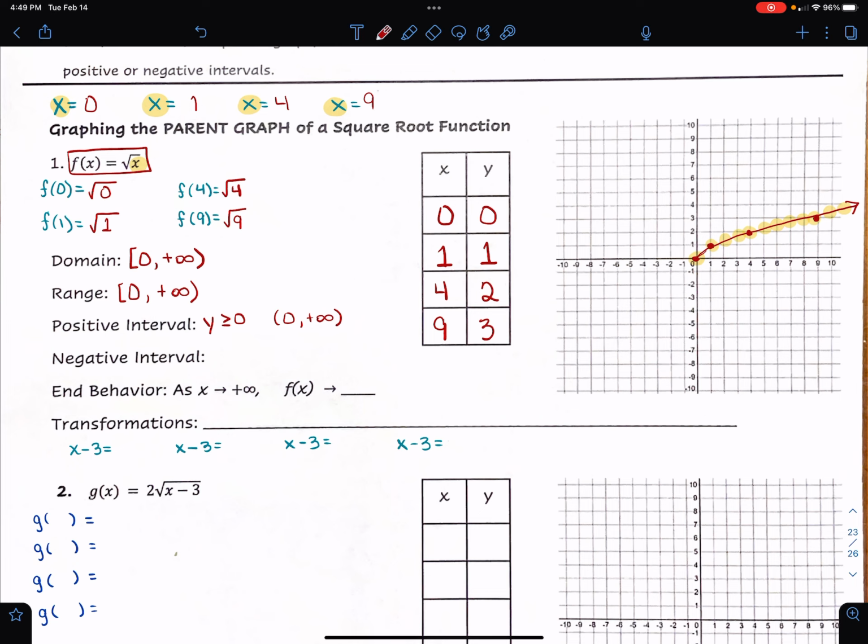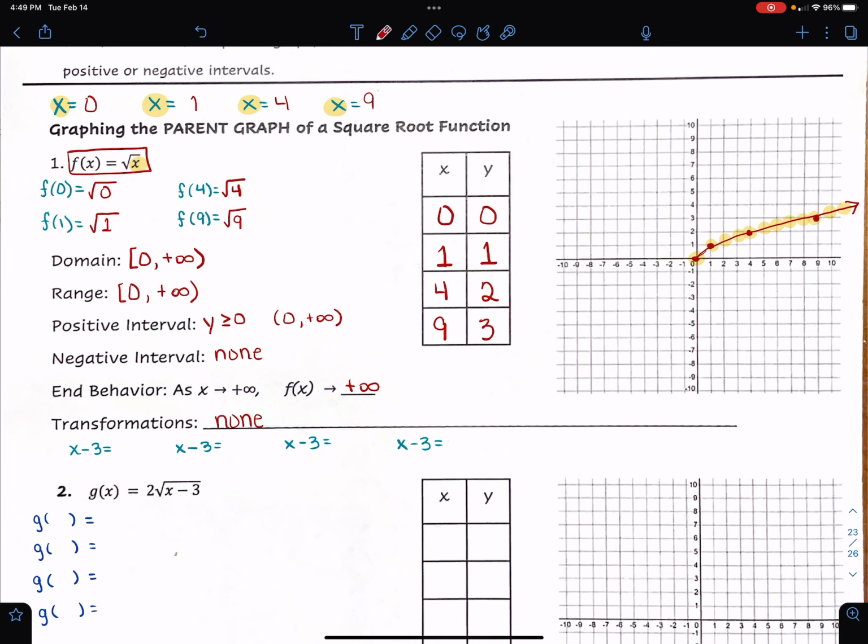As for a negative interval, there is none. These values on this graph are negative, never. So we're going to put none here. There is no negative interval. The end behavior, as x increases to positive infinity, so as x goes to the right, f of x, or the y value, is also going to positive infinity. Transformations on the parent function, there are none. Okay, that's the parent function for that reason. This is before any transformations. All right, so now we're going to go on to look at some with transformations.